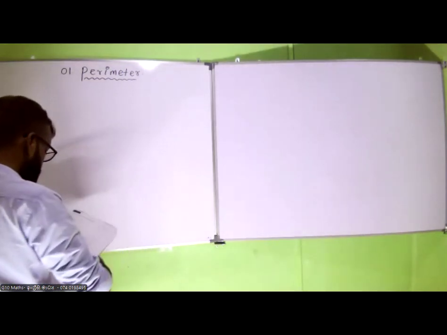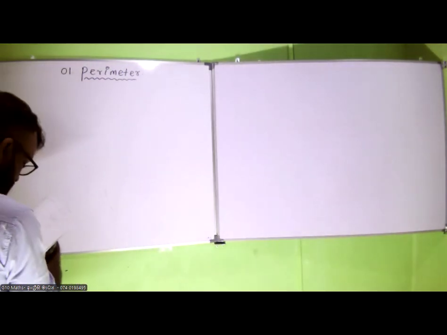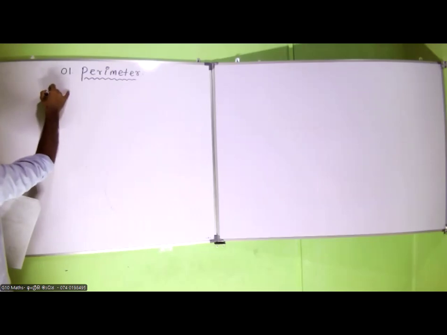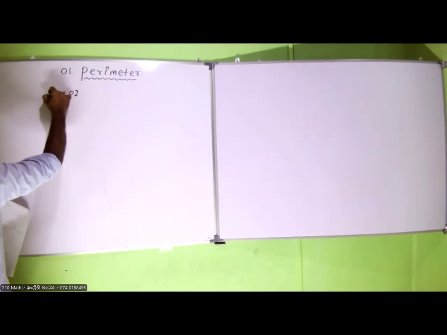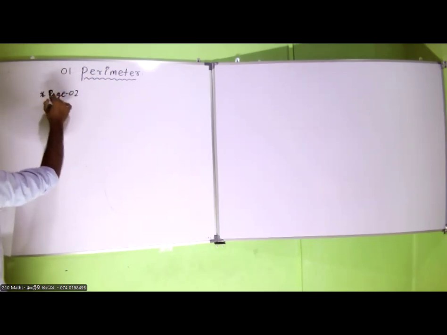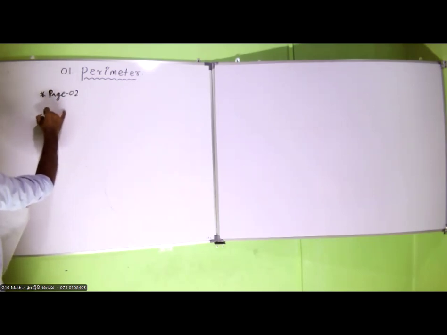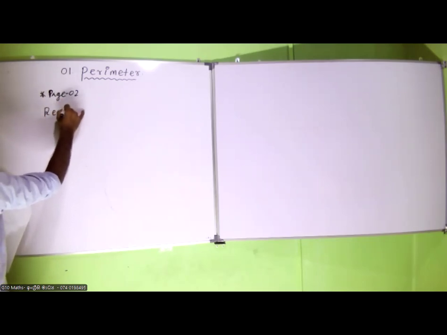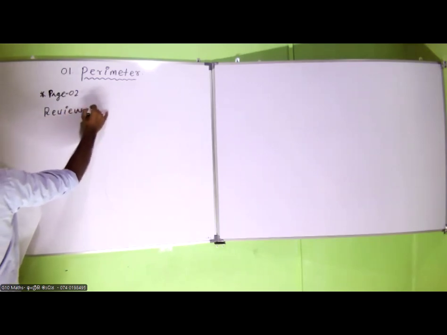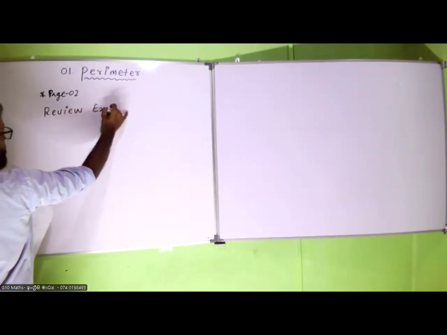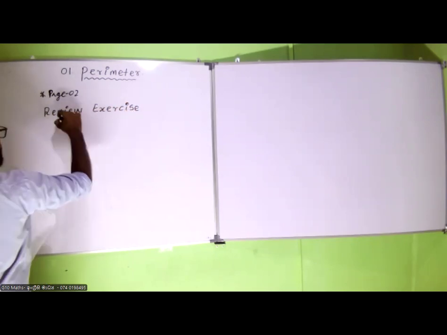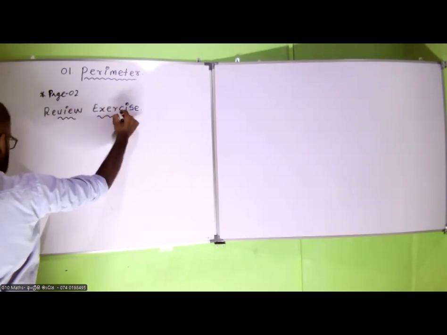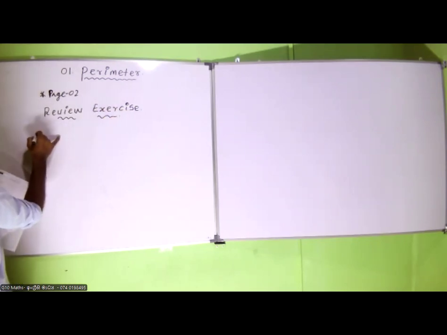So review exercise, that is page number 2. Page number 2. Review exercise. Third question.